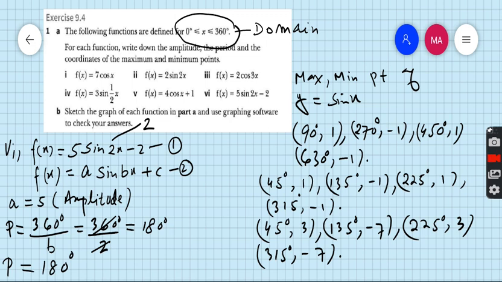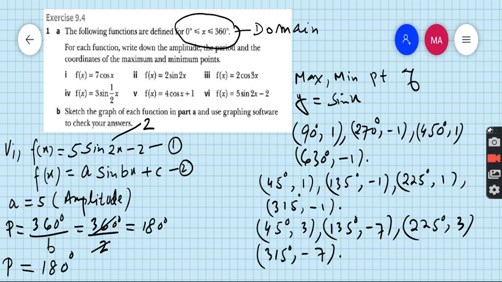The first requirement is amplitude. Amplitude of the given equation in part 6 is 5. The second requirement is to find the period of the trigonometric function. The period of this trigonometric function is 180 degree. And the coordinates of the maximum and minimum points are 45, 3; 135, minus 7; 225, 3; and 315, minus 7.